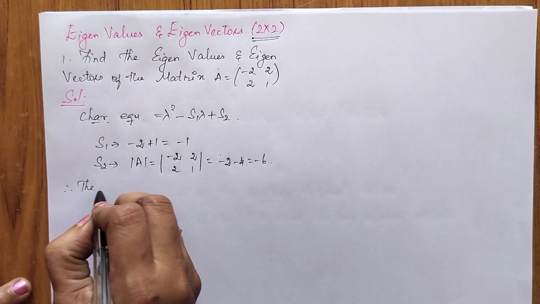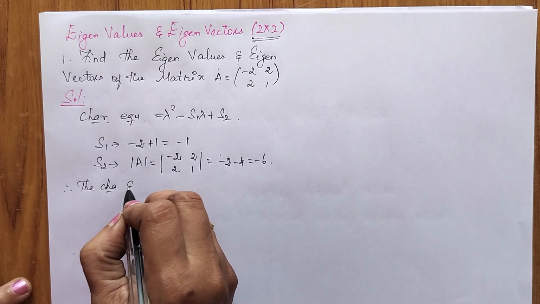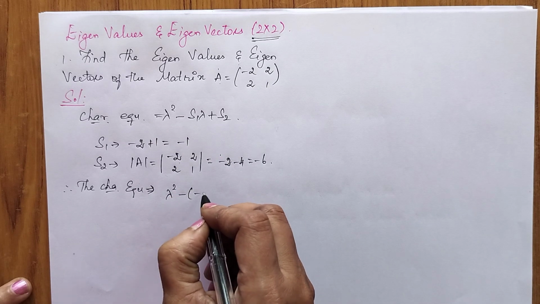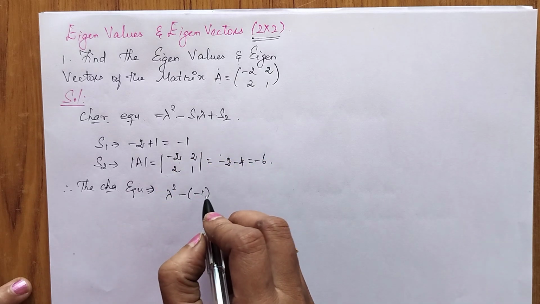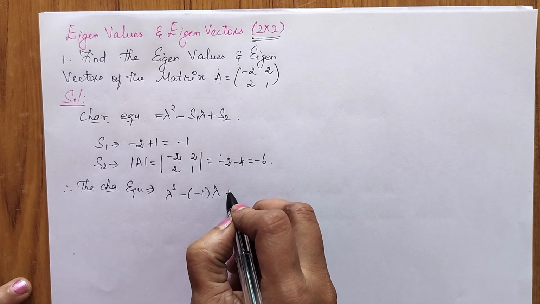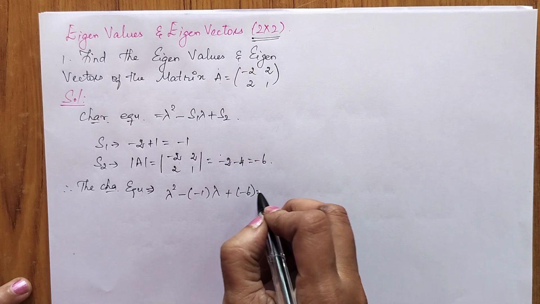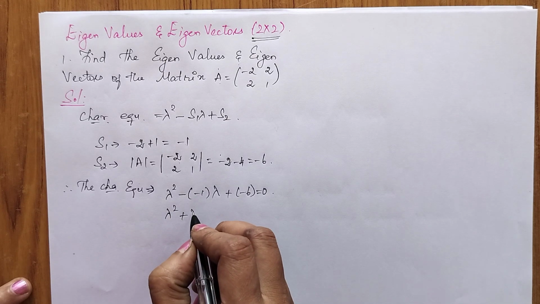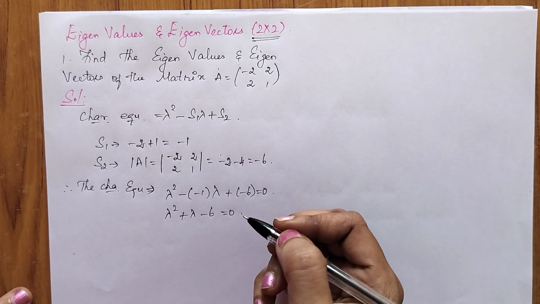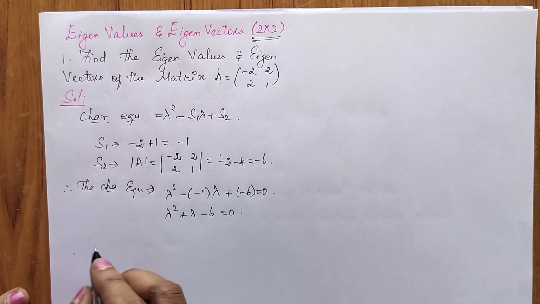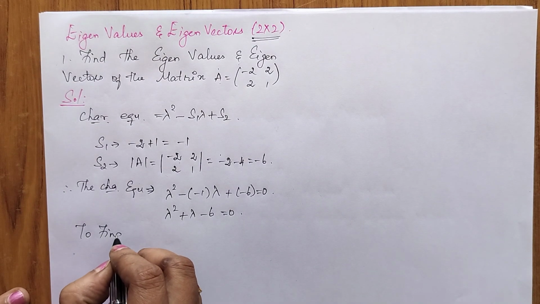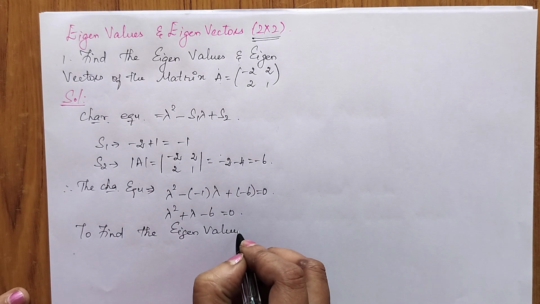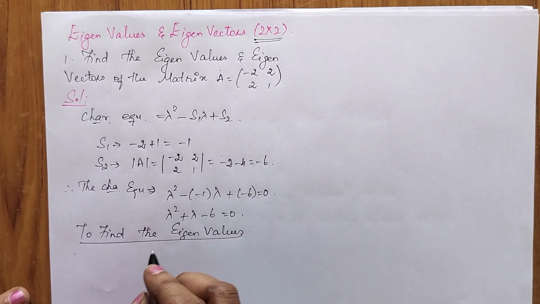So the equation is lambda square minus of S1, which is minus 1, so minus of minus 1 lambda, plus S2, which is minus 6, equal to 0. We rewrite this as lambda square plus lambda minus 6 equal to 0. Here we have to find the eigenvalues, that is, find the roots of this equation.